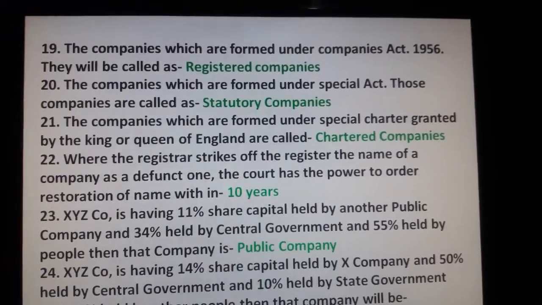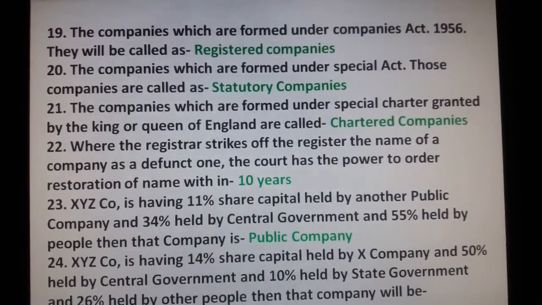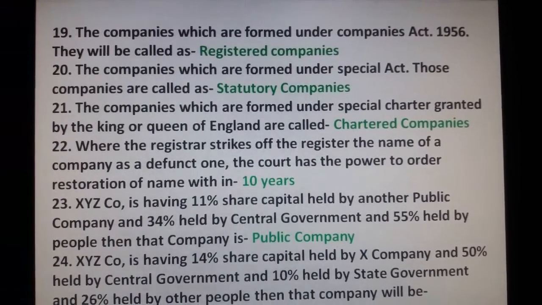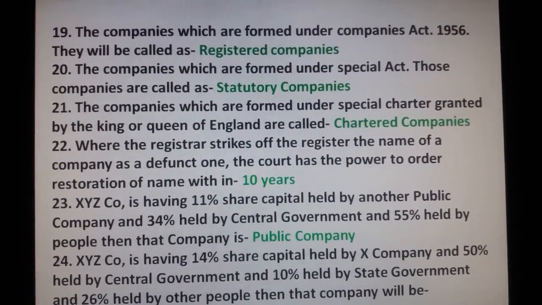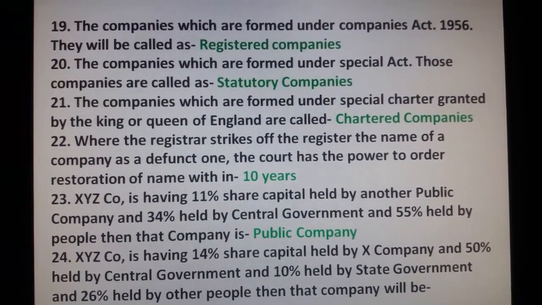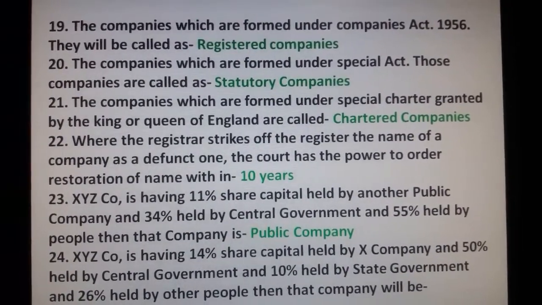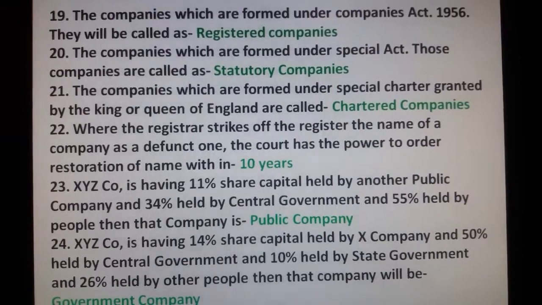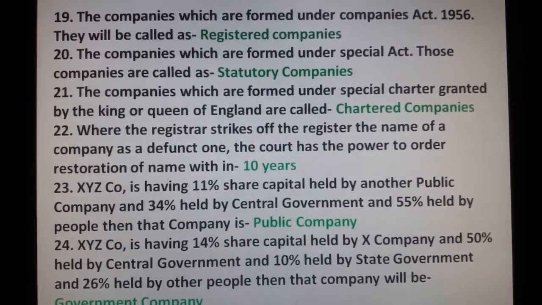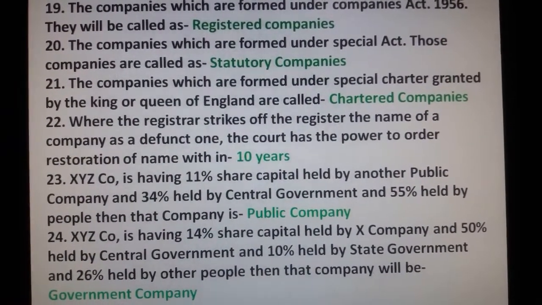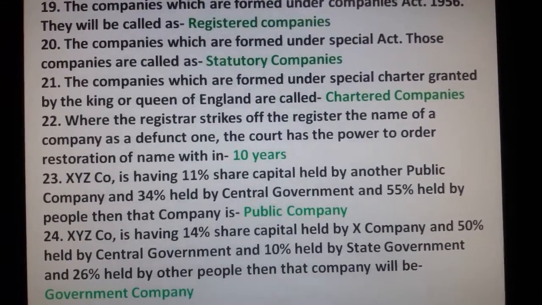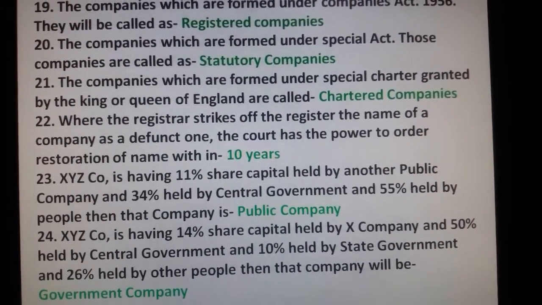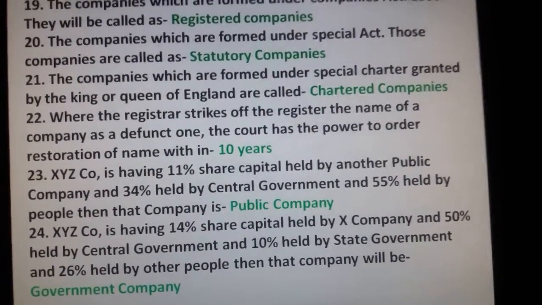Question number 23. XYZ company is having 11% share capital held by another public company and 34% held by central government and 55% held by people, then that company is public company. XYZ is having 14% share capital held by X company and 50% held by central government and 10% held by state government and 26% held by other people, then that company will be government company.